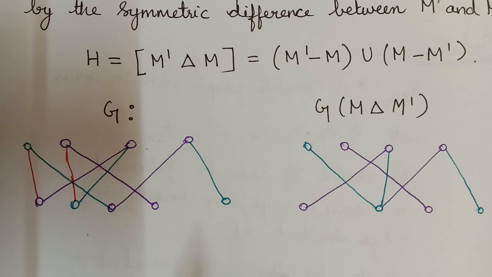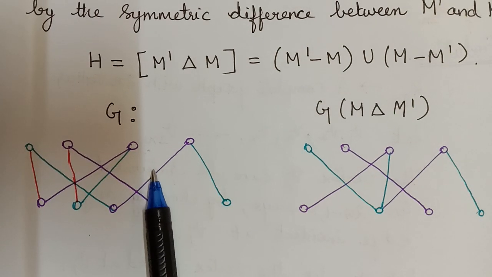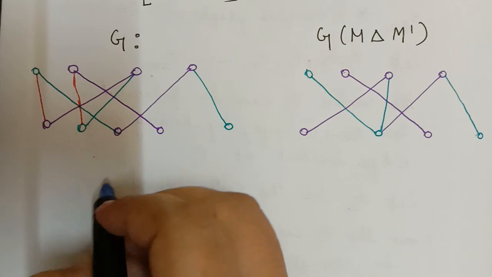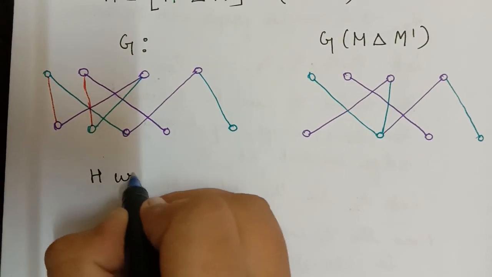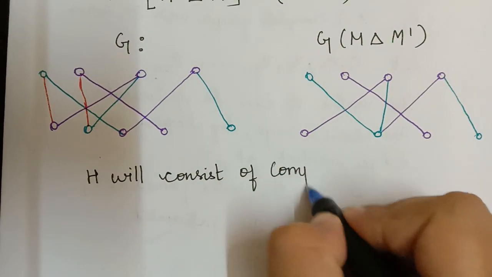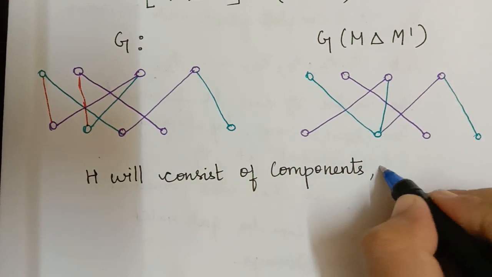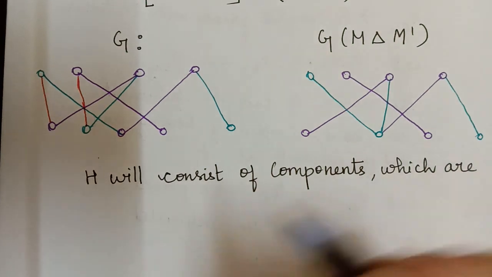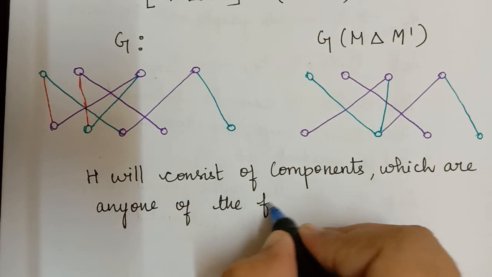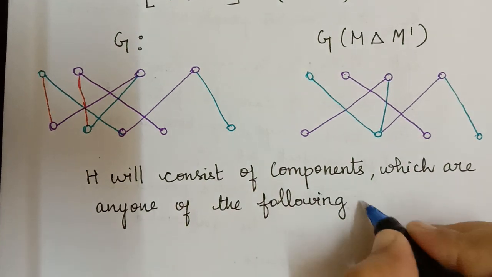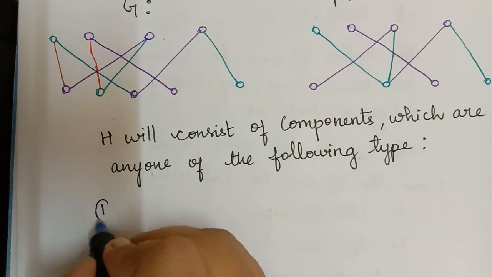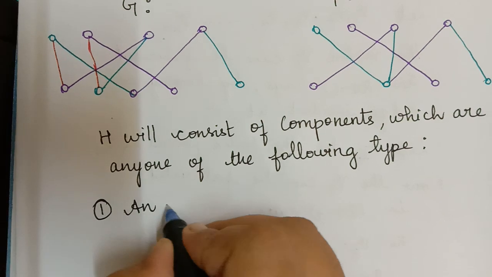After this, we observe that the subgraph H that we have constructed will consist of components which are any one of the following types. So what is the first type? One cycle. It may be a cycle, and that cycle will be an even cycle.